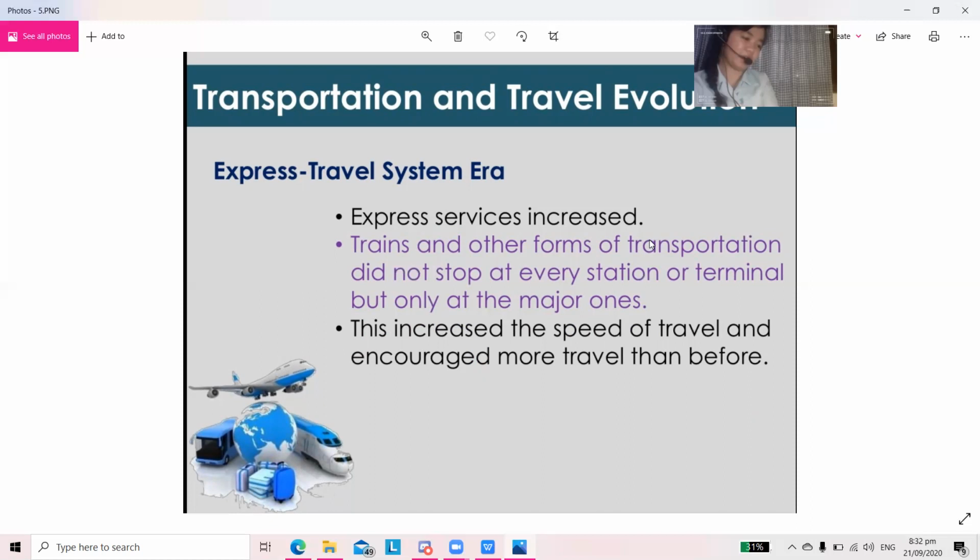So the speed of transportation improved, which also encouraged more travelers, because it would be convenient. Instead of arriving in the afternoon, you can arrive earlier.